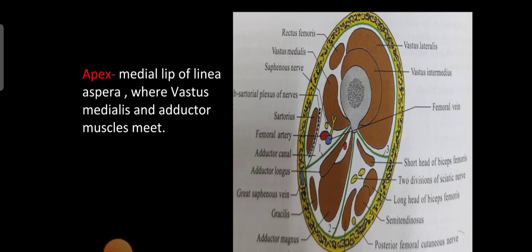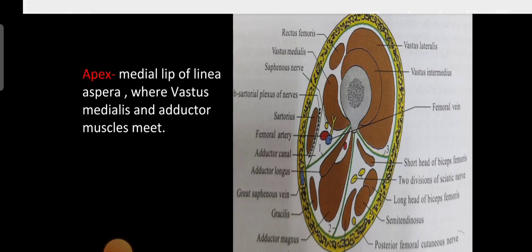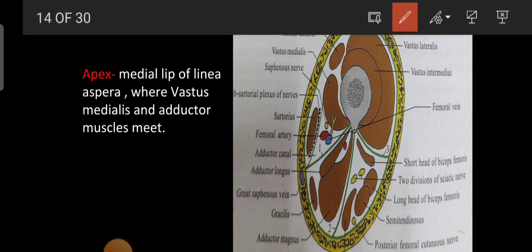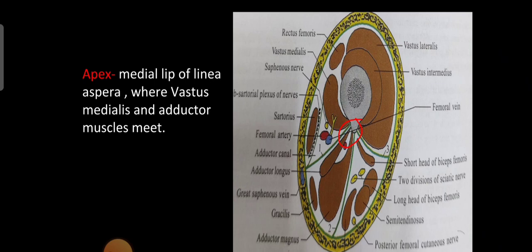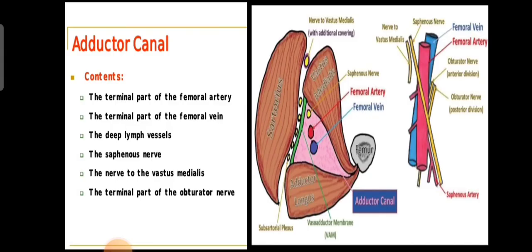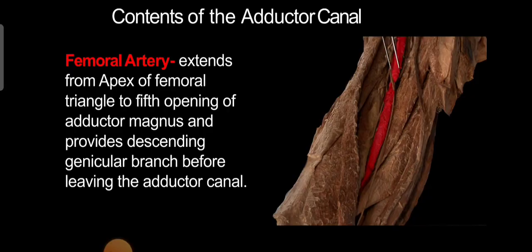Now the apex. Apex of the adductor canal lies at the medial lip of linea aspera, where vastus medialis and adductor muscles meet. So at this point we have the apex of adductor canal. Now the contents of adductor canal. Adductor canal contains the femoral artery, vein, saphenous nerve, nerve to vastus medialis, the obturator nerve. These are the contents of the adductor canal.